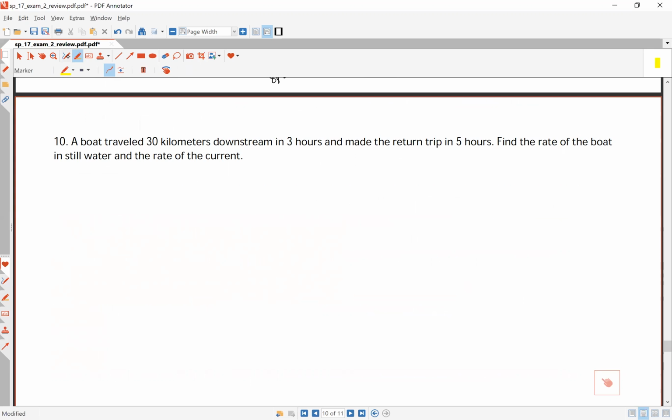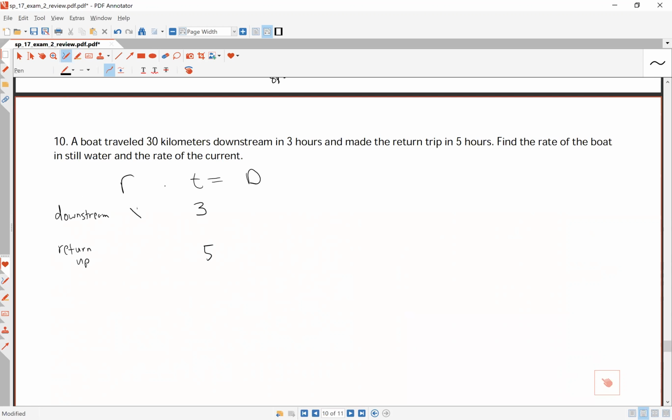Number 10, a boat traveled 30 kilometers downstream in 3 hours and made the return trip in 5 hours. We use rate times time is distance. And when you go downstream, you're with the current, so it should always take you less time to go down. When you return and go up the stream, it's going to take you more time, 5 hours.